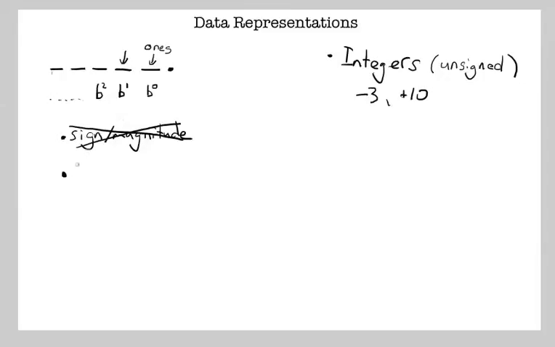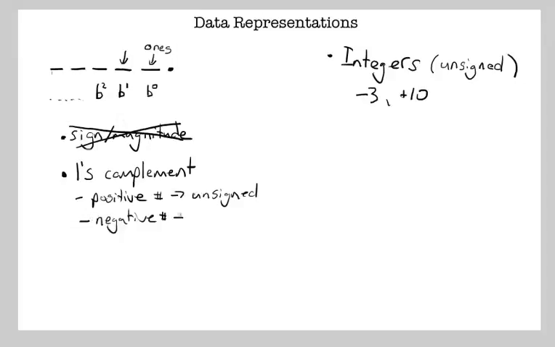Another way to represent negative numbers that was used somewhat historically, but isn't used anymore, is called ones complement. We'll discuss ones complement because it leads naturally to twos complement, which is the most widespread way to represent signed numbers.